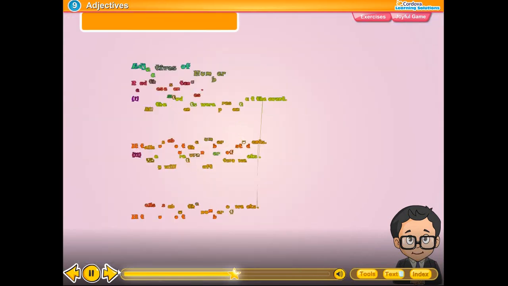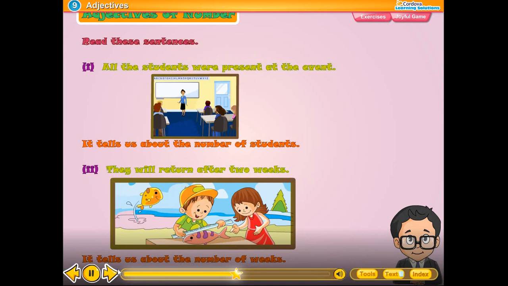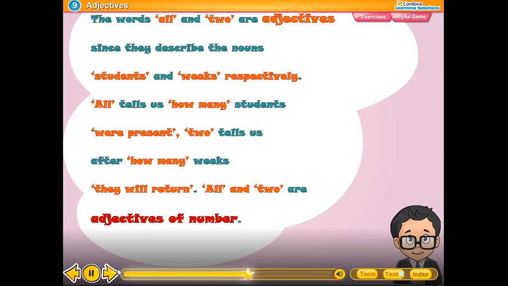Adjectives of number. Read these sentences. All the students were present at the event. It tells us about the number of students. They will return after 2 weeks. It tells us about the number of weeks. The words all and two are adjectives, since they describe the nouns students and weeks, respectively. All tells us how many students were present. Two tells us after how many weeks they will return. All and two are adjectives of number.